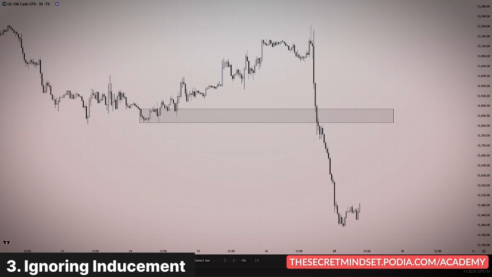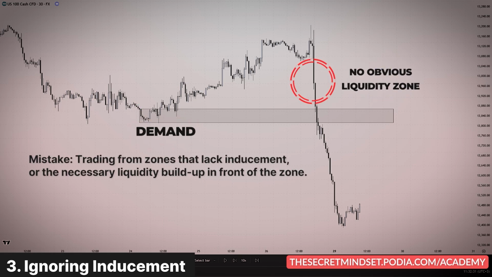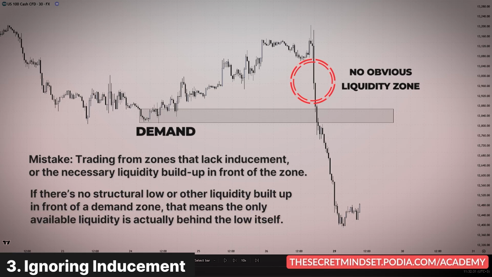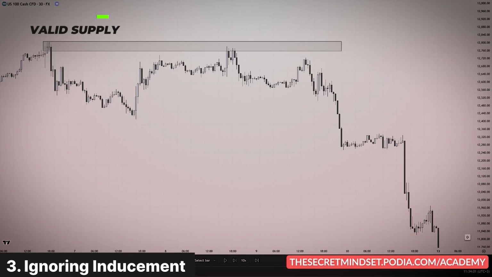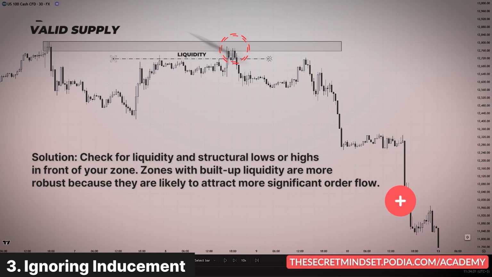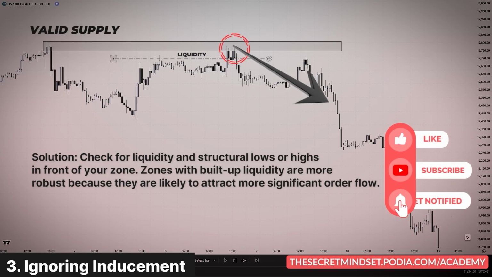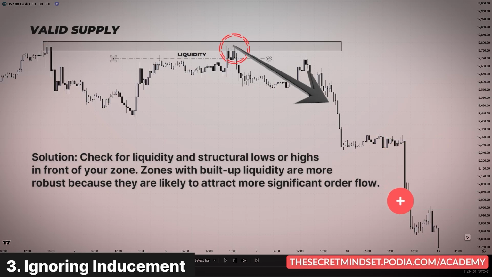It's also a frequent mistake to trade from zones with no inducement. Inducement refers to the liquidity that's available in front of a zone. If there's no structural low or other liquidity built up in front of a demand zone, that means the only available liquidity is behind the low itself. That lack of inducement makes the zone more prone to failure. So always check where the orders are stacked in relation to your zone.